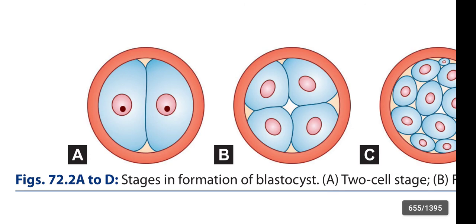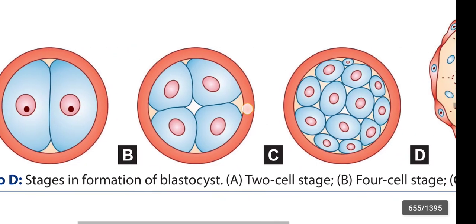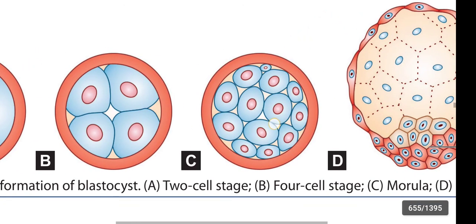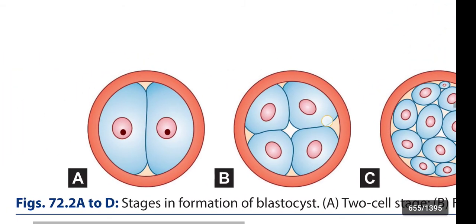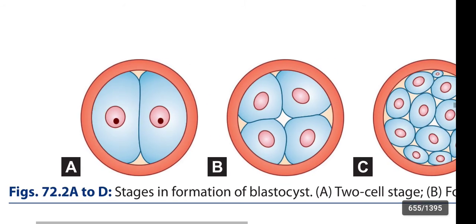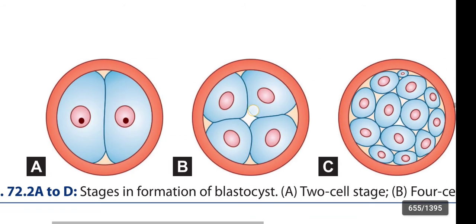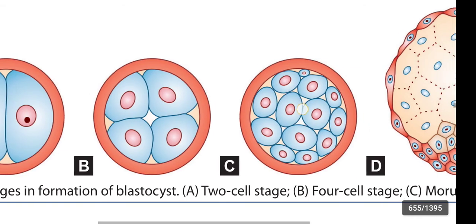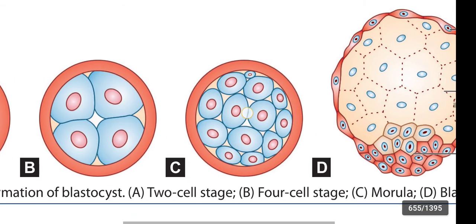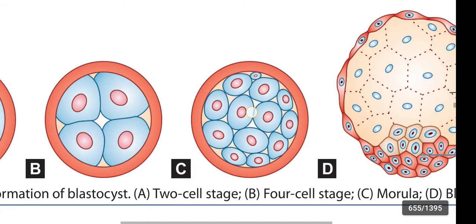See this figure. This figure shows the stages in formation of blastocyst. This is the 2-cellular stage and this is the 4-cellular stage. This is the 8 to 32 cell stage. We call this stage the morula.